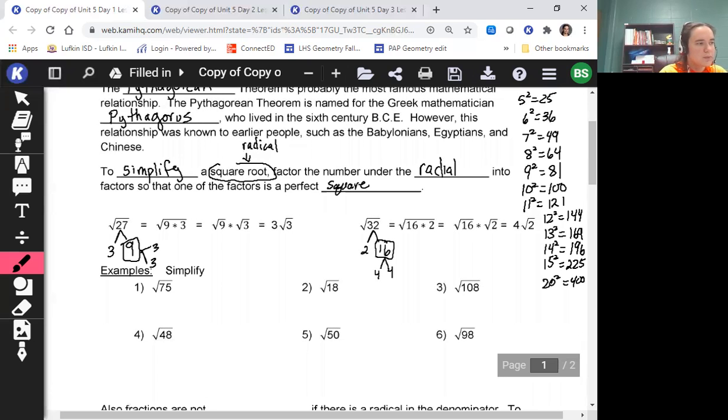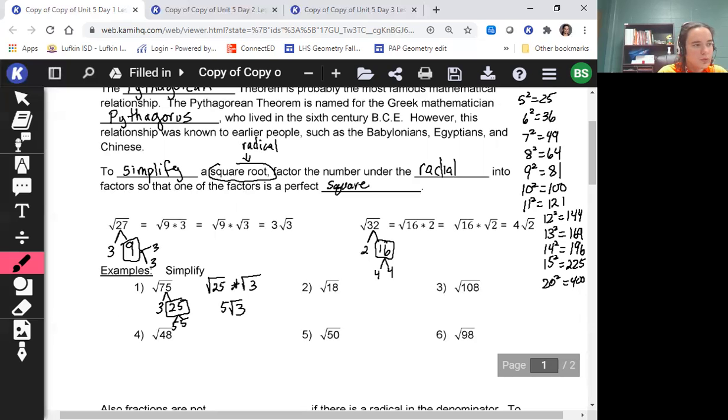So on our next example, we've got the square root of 75. 75 is not divisible by 2, but it is divisible by 3. And 3 times 25 gets us 75. And 25 is a perfect square. It factors into 5 and 5. So that means we have the square root of 25 times the square root of 3. And the square root of 25 is 5. So we've got 5 square root of 3 being our answer for number 1.